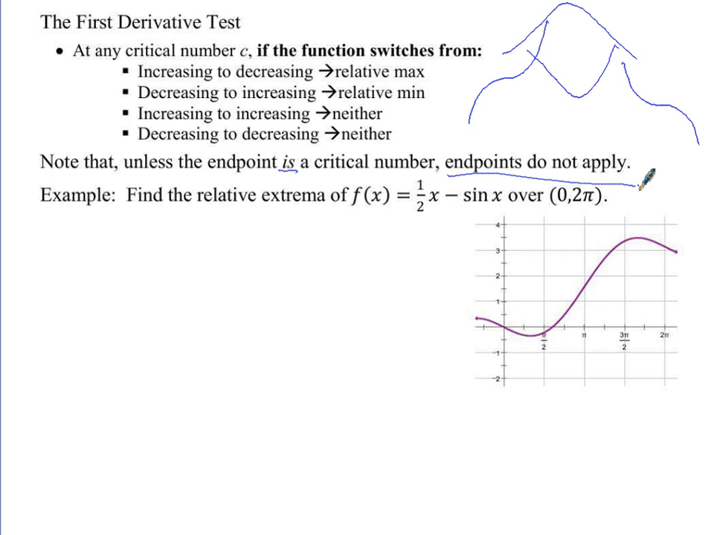Just the critical numbers. So for example, let's find the relative extrema of this function, 1/2 x minus sine x over the open interval 0 to 2 pi. Notice now I'm using an open interval there. So I'm not going to consider 0 or 2 pi unless I wind up with a critical number at either of those places.